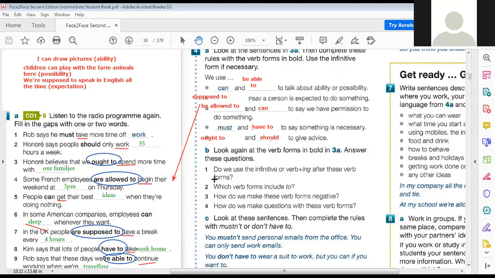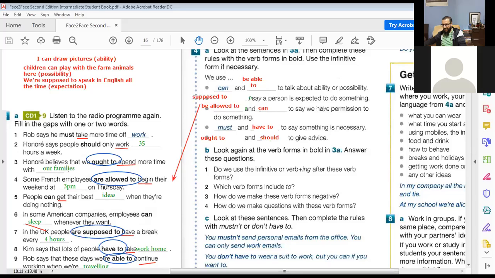What do you think, Najat? Don't have to. Why? It's correct, by the way, but why? Because of present simple. Yes, exactly, because have to is a form of present simple. It follows the same rules as present simple. I have to, you have to, she has to, he has to, I don't have to, she doesn't have to. Do you get the idea?